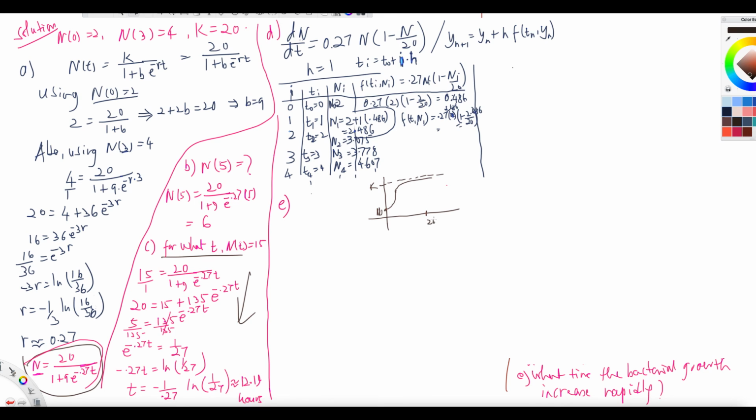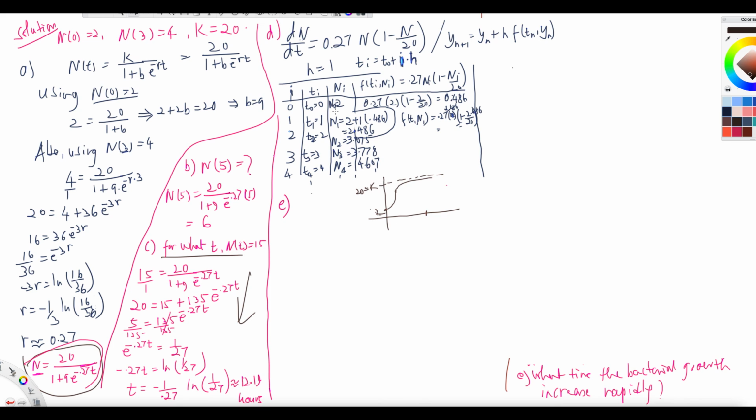K equals 20. That's what the graph looks like for this problem. N0 is 2, so it starts from 2 and then goes to 20. That's what the graph looks like. Now the question is, for how long is the growth rapid? Because for some time the growth is rapid and then it starts to slow down. So how do I figure that out?